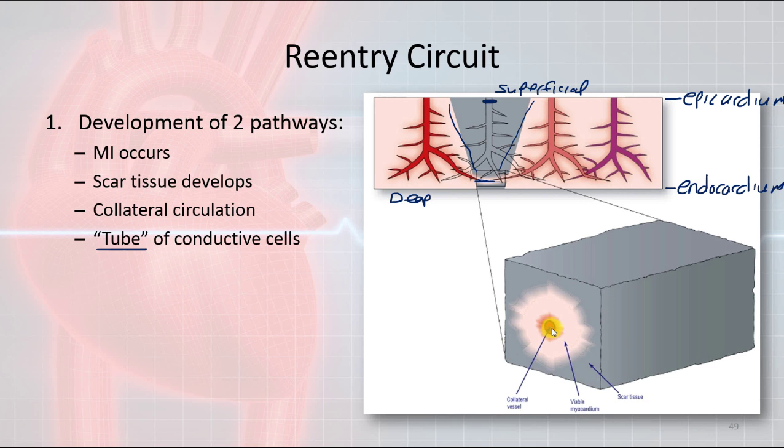Here's the collateral circulation going through right here. So you have this area of tissue here that is still viable and still able to conduct electricity. The problem you run into is the electricity and the impulses that are going to try to get through this tube right here are going to go much slower because there are a lot less cells able to conduct the electricity. So you're going to have a slowing of the conduction.